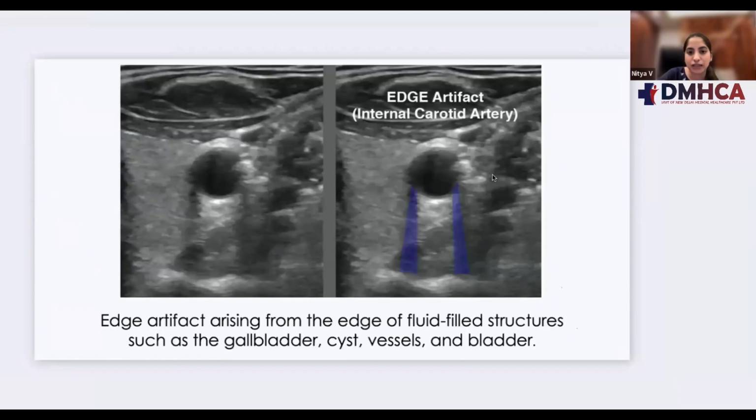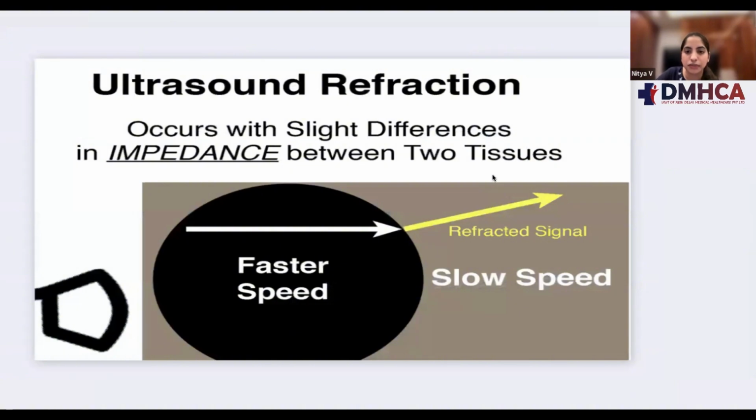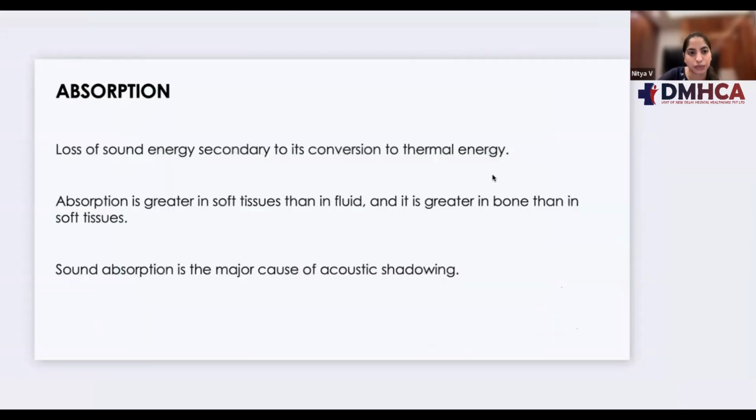So edge artifact in any of the vessels is an example of refraction of sound. Artifacts we will discuss in the further classes. So again, ultrasound refraction is because of the slight difference in impedance between the two tissues, and there is a slight difference in the speed of sound.